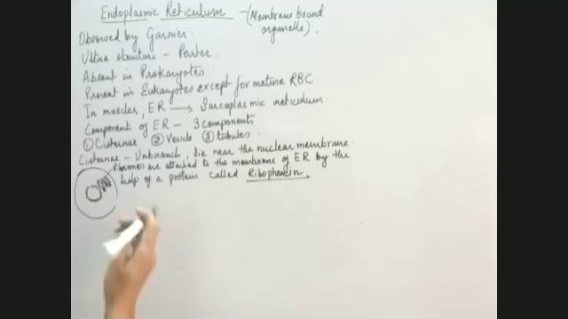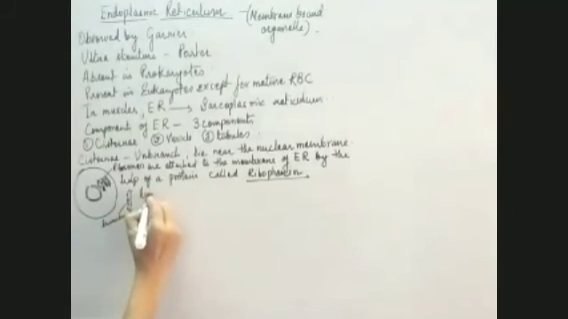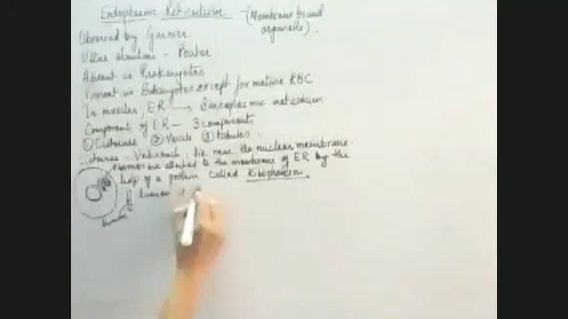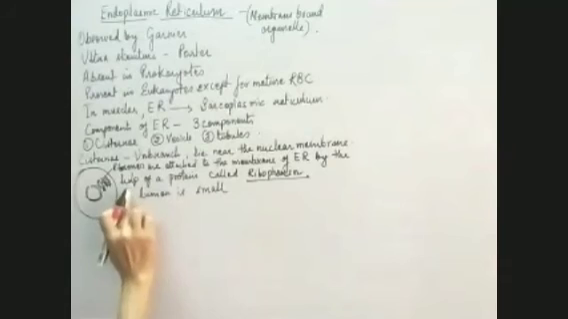One more thing is their lumen present on it. This cavity of the cisterna is known as lumen. The lumen of cisternae is small. So this is another feature of cisternae.